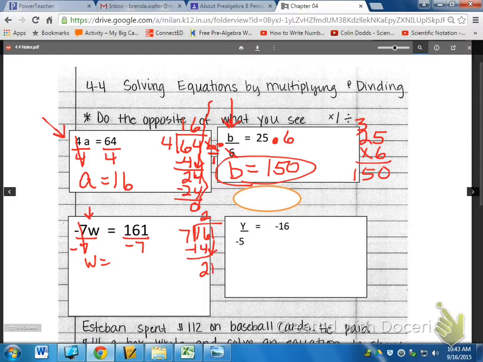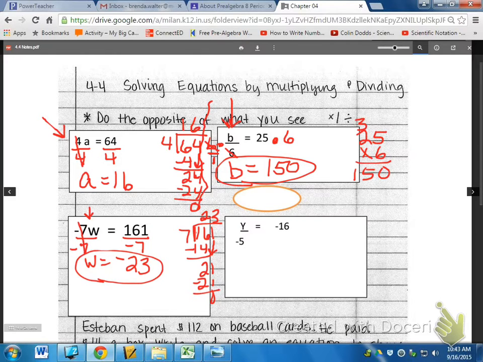Bring down that 1. How many times does 7 go into 21? 3 times. And so there's nothing left over. So W equals, I'm going to say 23, but it's a positive divided by a negative. So when the signs are different, what's the answer? Negative. So negative 23.